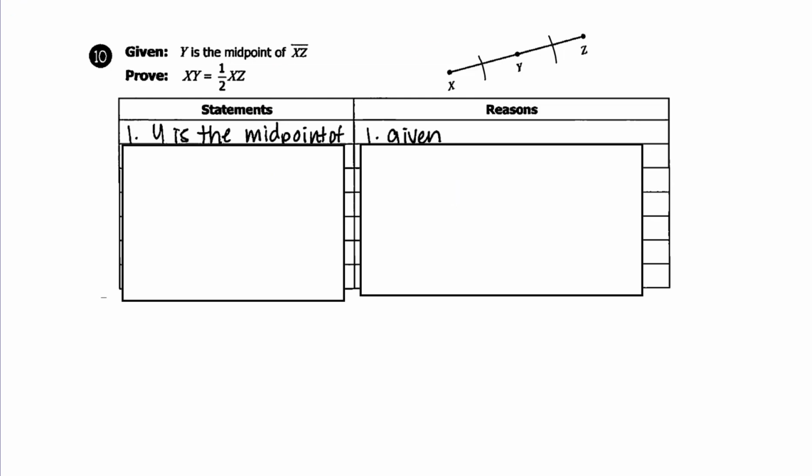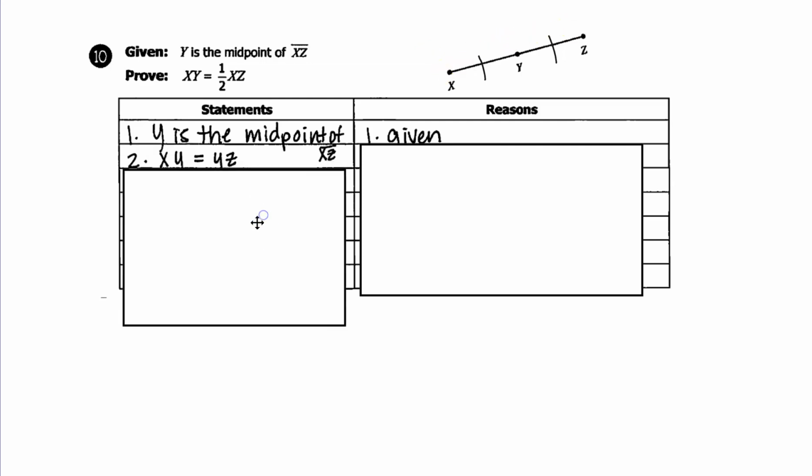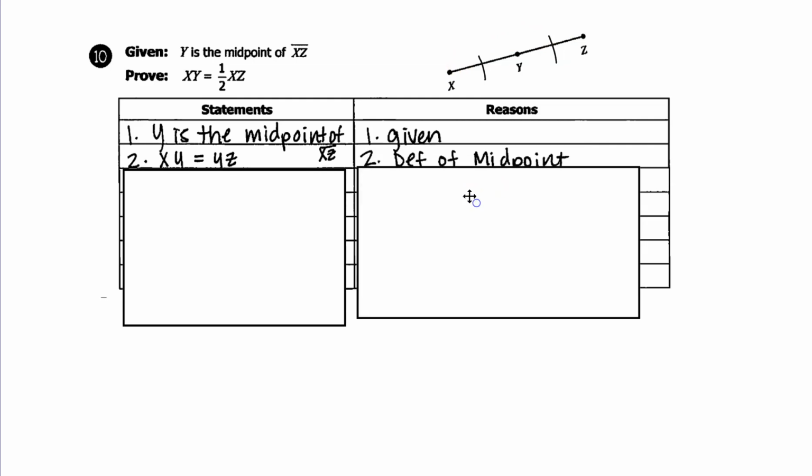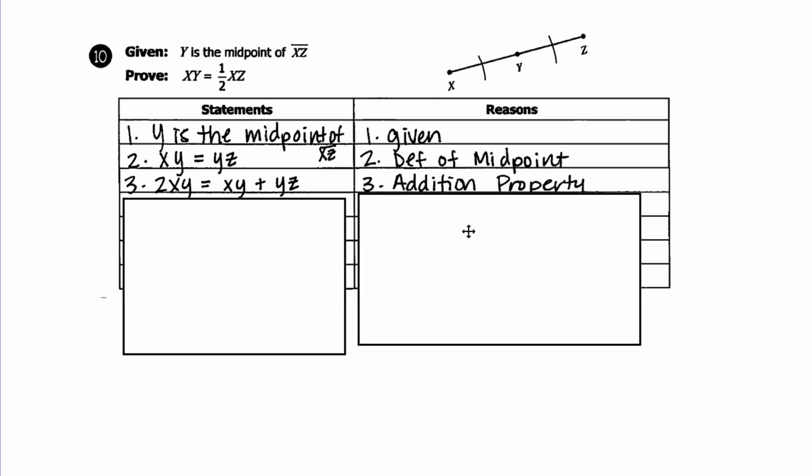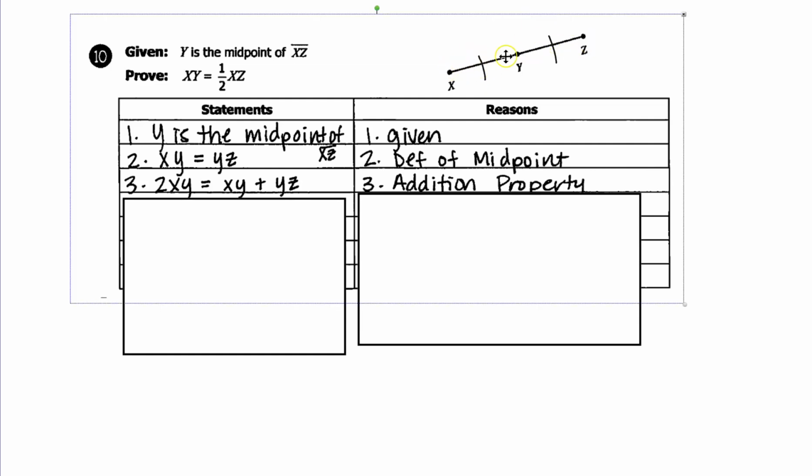All right, so next thing we know is that XY is equal to YZ. Why is that? Because that's the definition of a midpoint. And what will happen is that we know that 2 XYs will equal XY plus YZ. Why is that? Well, that's just the addition property. We know that this plus this will just equal 2 of these because 2 of those equals XZ.